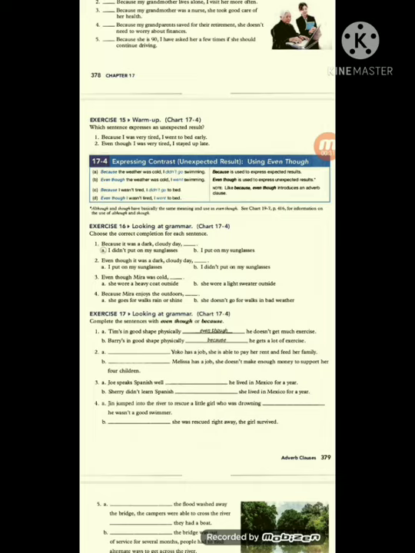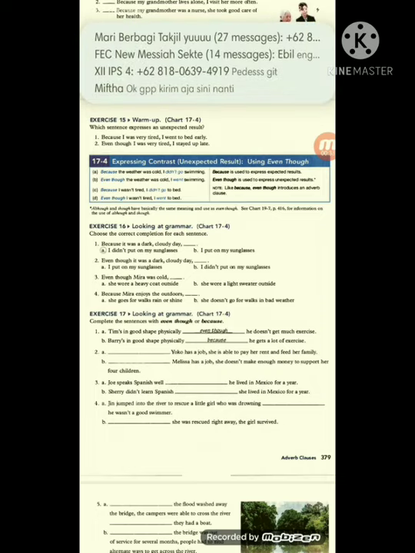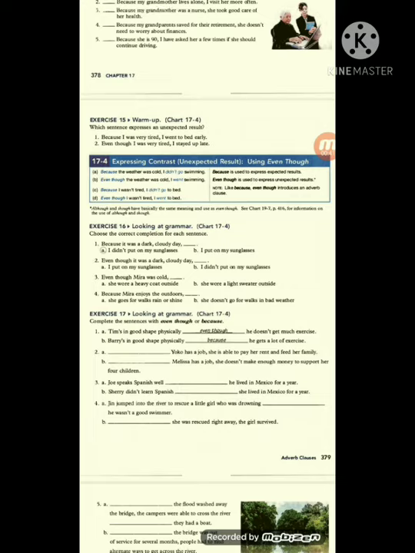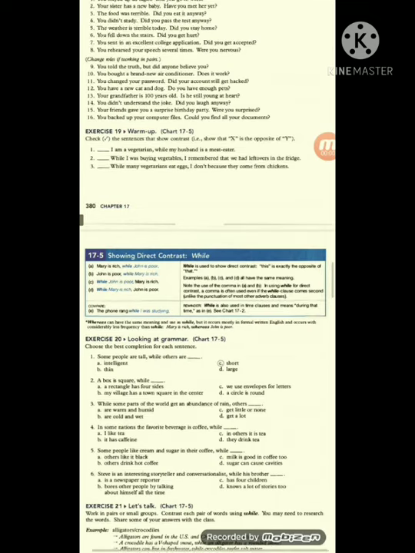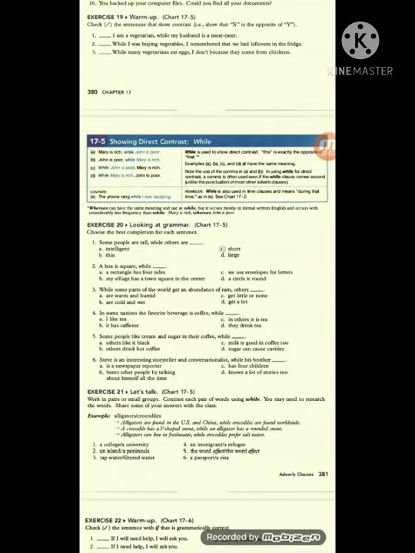C: Because I wasn't tired, I didn't go to bed. D: Even though I wasn't tired, I went to bed. Note: like because, even though introduces an adverb clause. Okay, next, 75.